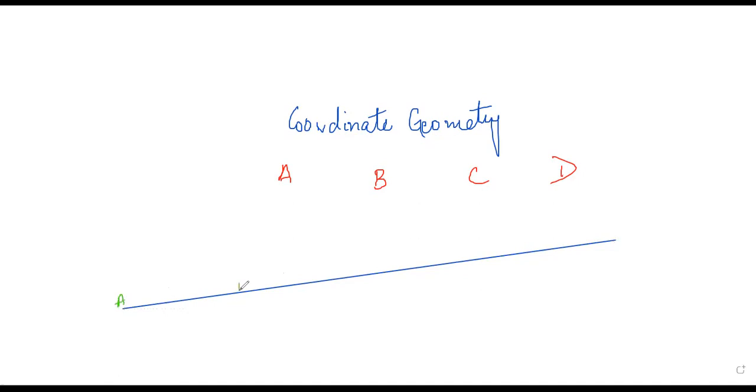A is also on this line, B is also on this line, C is also on this line, D is also on this line. So what is common in these points? Oh, they're directly proportional. No, all these points have the same gradient. Directly proportional and all that does not relate to this chapter.